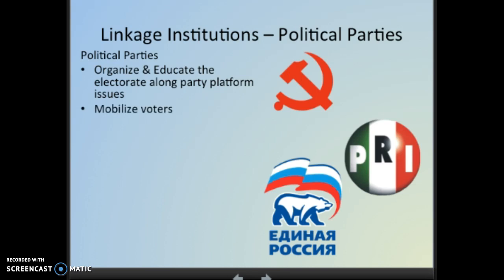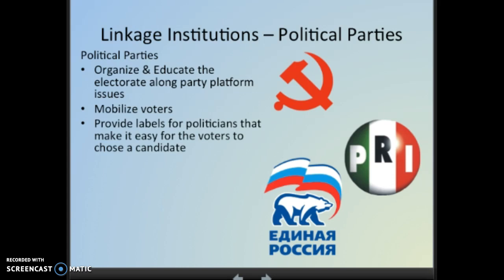Mobilizing voters. This is not putting a voter in a car and getting them to the polling booth, even though that can be an aspect of voter mobilization. But voter mobilization is to try to galvanize or excite people about going to vote. Again, these two relate a lot.